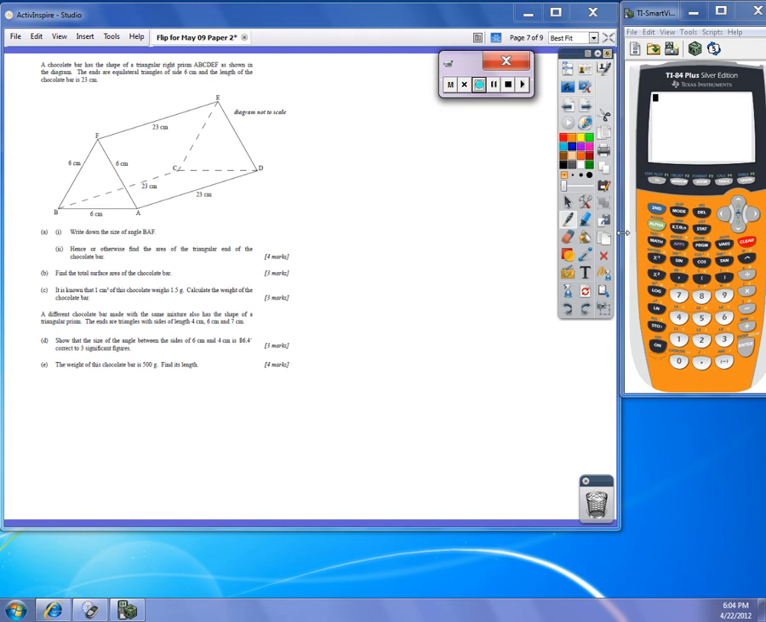Alright, in problem 4 we've got a Toblerone bar. They don't say that's what it is, but you know that's what it is. It's a chocolate bar, and it's in the shape of a triangular right prism. So let's talk about what that means.